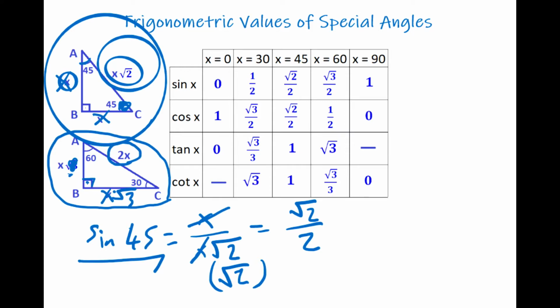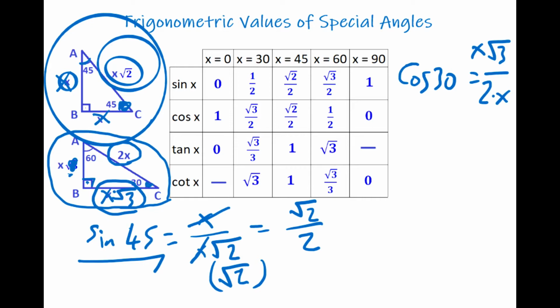For example, let's say I want to find out what is cosine 30 degree, guys. I'm going to come to 30 degree here, and cosine was what? Adjacent divided by hypotenuse. Adjacent is x times square root of 3. So x times square root of 3 divided by hypotenuse, which is 2x. So I'm going to just put here 2 times x. And those x values will be gone. So cosine 30 is going to be square root of 3 divided by 2, guys. So this is one way to find out trigonometric values of those special right triangles.